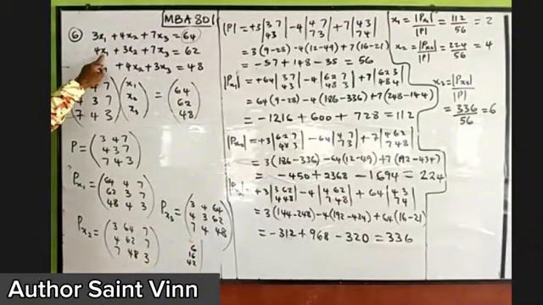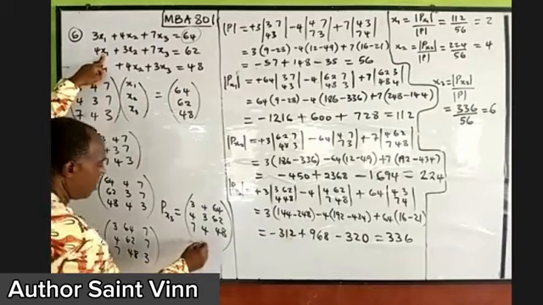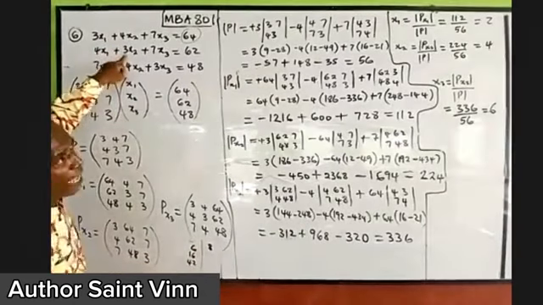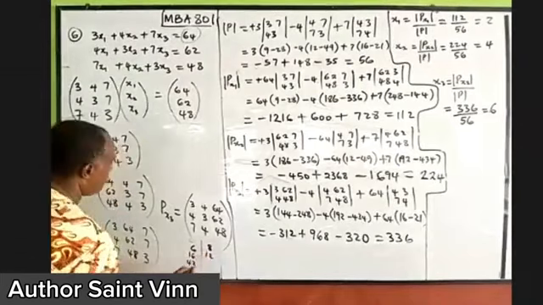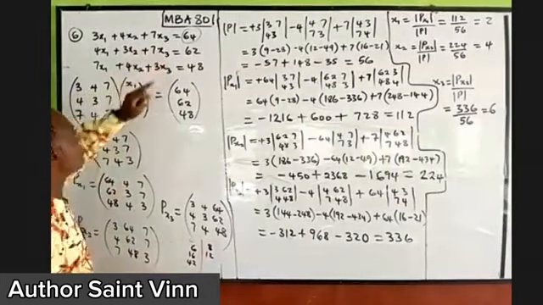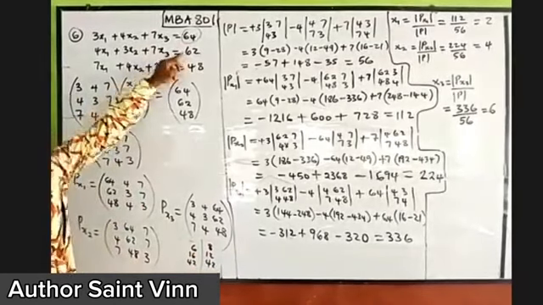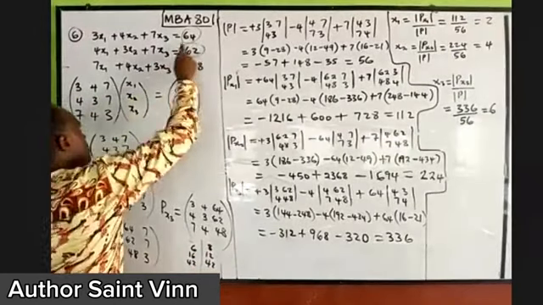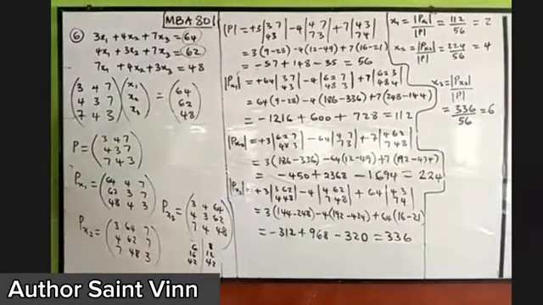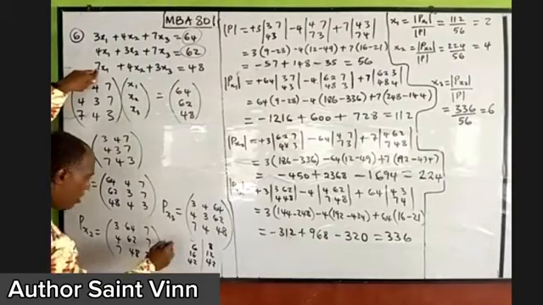Second one, 4 times 2 is what? 8. 3 times 4, 12. 7 times 6, 42. Is it giving us 62? Yes. We are doing well. The last one, even those who did not participate, will understand. 7 times 2 is 14.